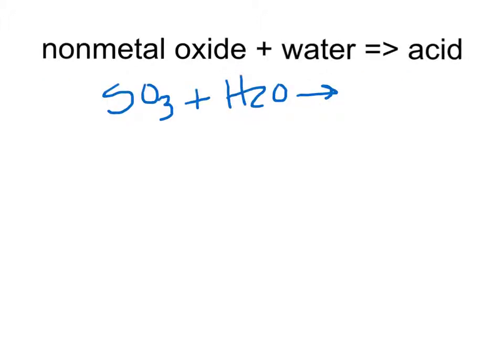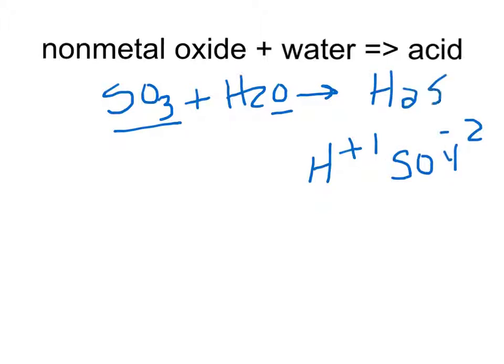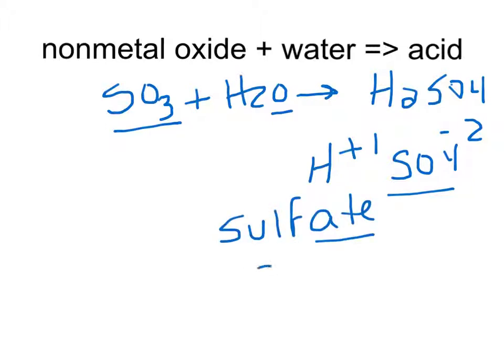Sulfur trioxide, SO3, is added to water. So again, if you have H+1, you have SO3 and another O, that would be H2SO4. Or if you just add up what you have on the other side, you have two H's, one S, and four O's. And because this polyatomic is sulfate, again, you change the ending, and it's sulfuric. Remember, they add the UR just to make it sound a little better, so it's sulfuric acid.